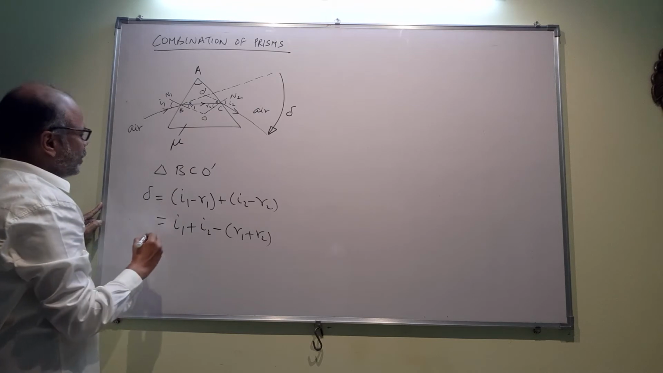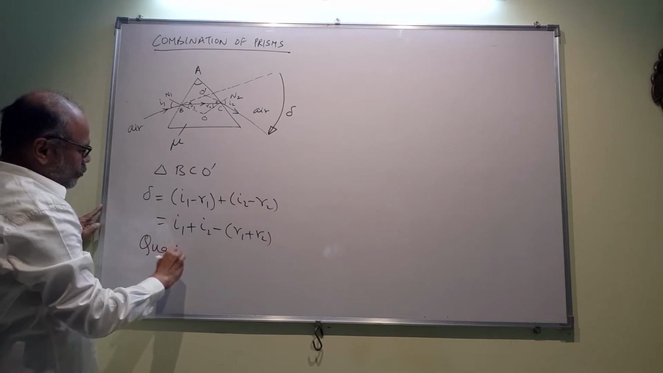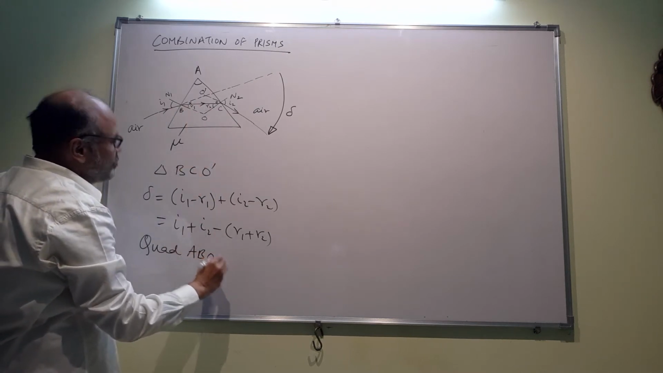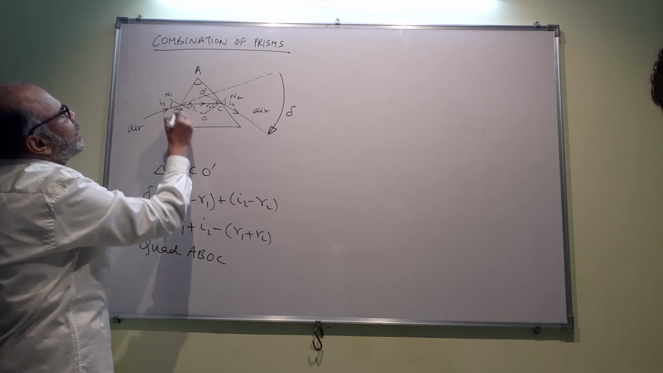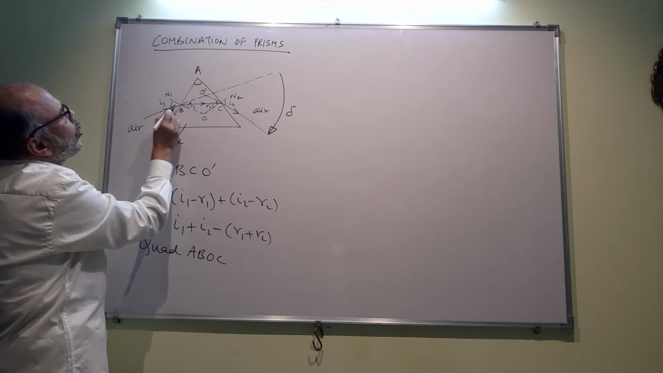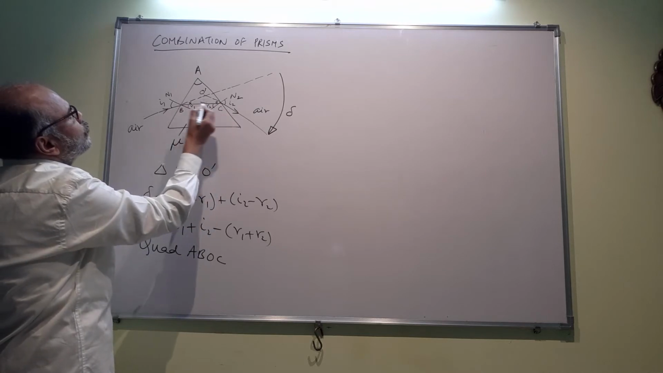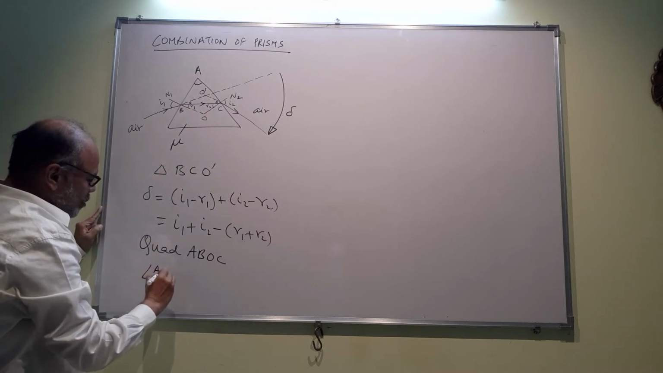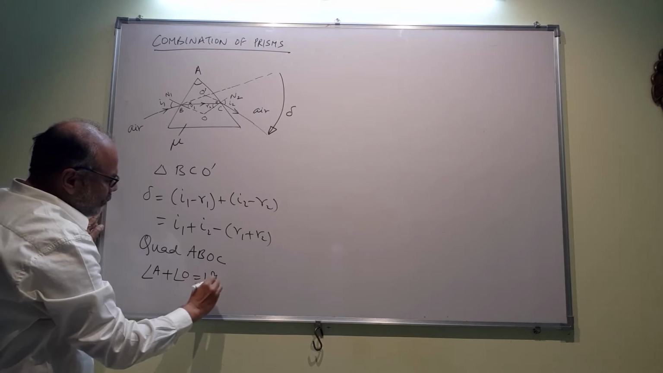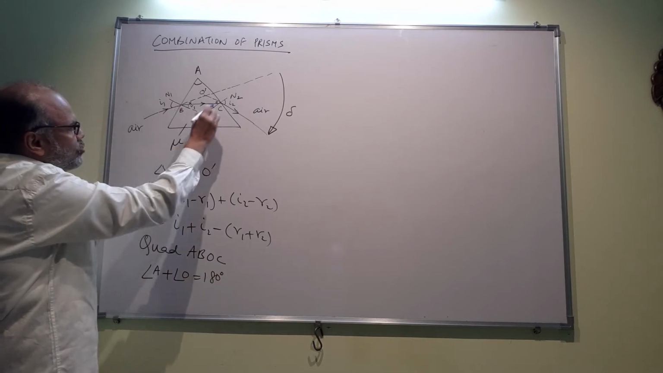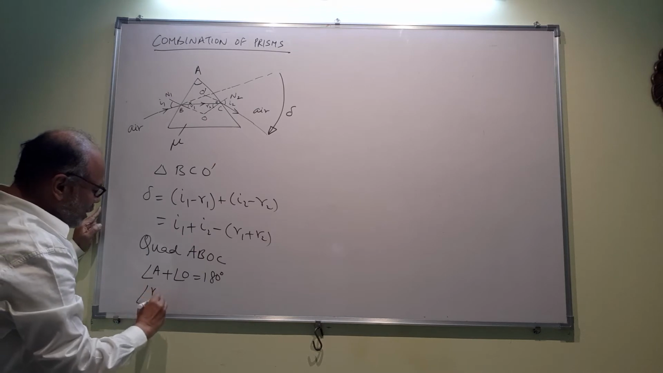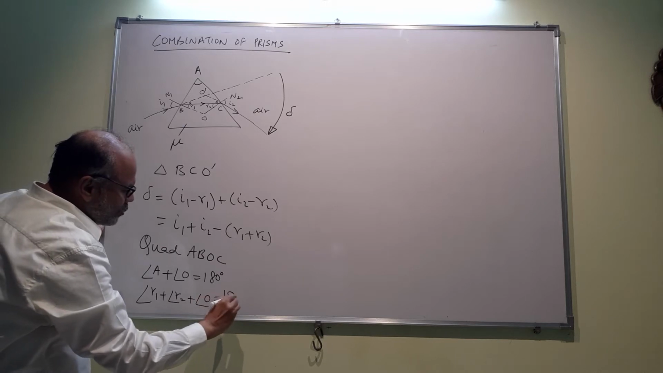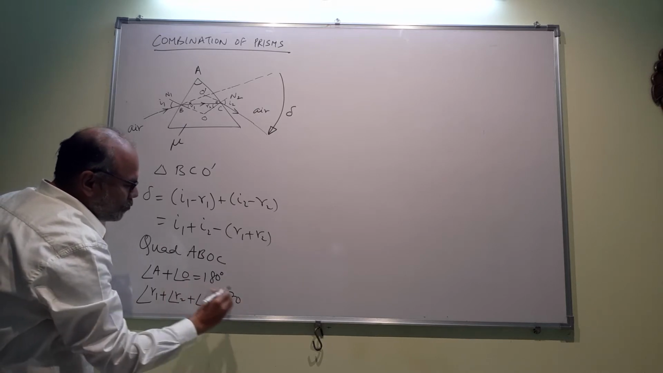Now, if you consider the quadrilateral ABOC, it is a cyclic quadrilateral because BO is normal, CO is also normal, so the opposite angles are 180. So therefore I can say angle A plus angle O is 180. Now if I consider triangle BOC, in triangle BOC I can say angle R1 plus angle R2 plus angle O is also 180 degrees.